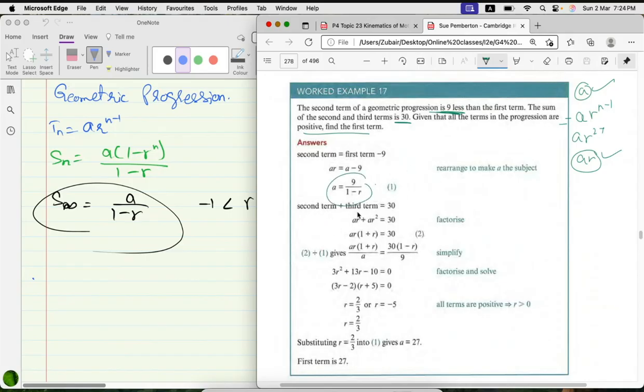And then it says the second term plus the third term is equal to 30. The second term was AR, the third term is AR squared. The sum of those is equal to 30. Now we have two equations, 1 and 2. We can solve these two equations and get the value of R. And then substituting this into the first equation would give us the value of A.